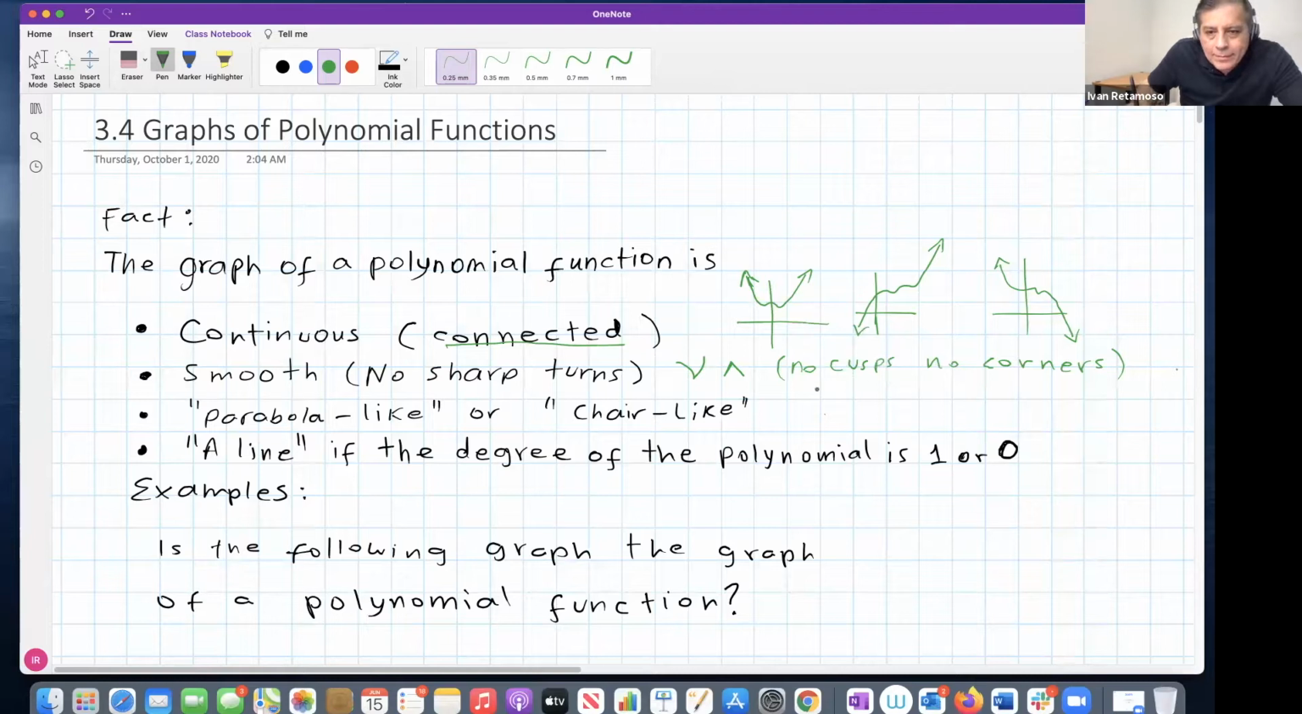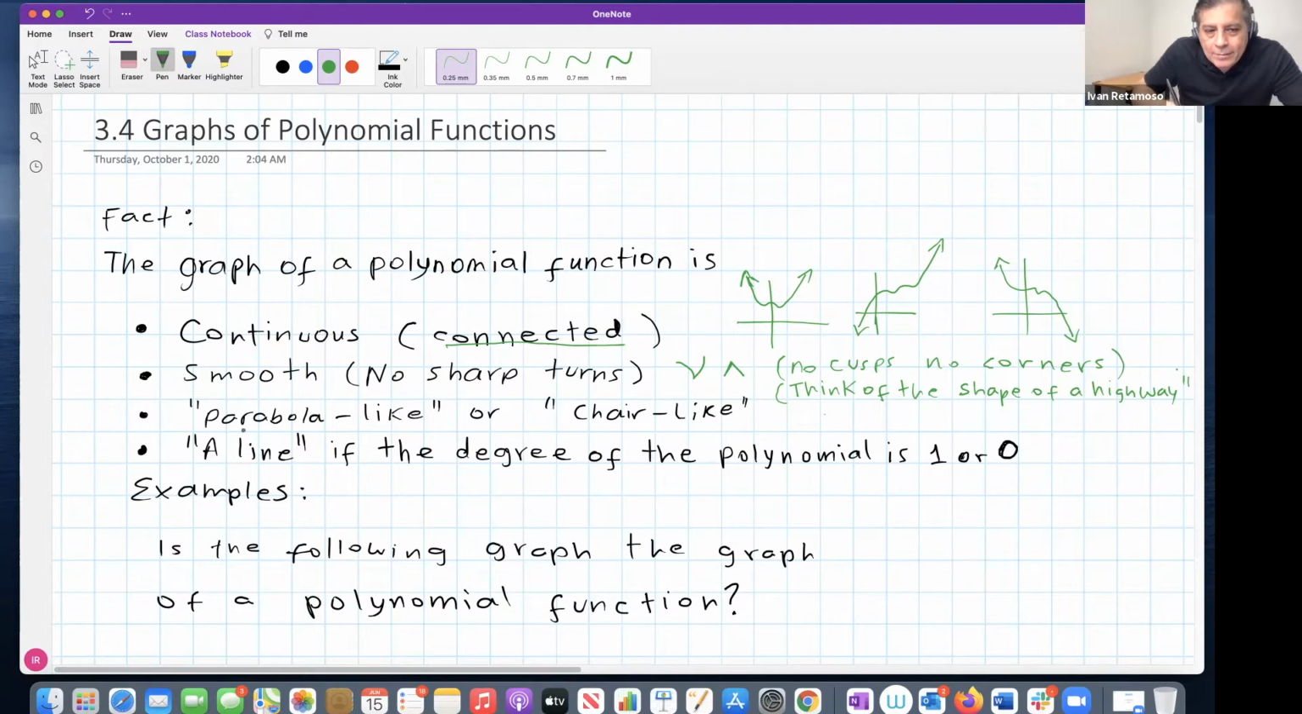No sharp turns. If it helps, think of the shape of a highway. You know, when you're driving on a highway, imagine if a highway had this shape. Something bad would happen to the cars at high speed, right? No good for a highway. A highway is smooth. This is what the second property is for the graphs of polynomial functions.